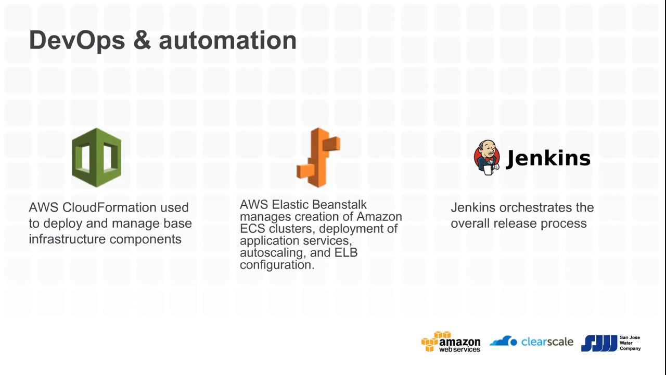And then with Elastic Beanstalk, this is the heavy hitter, right? Elastic Beanstalk we're using to create ECS clusters, deploy Tomcat and PHP applications as Docker containers onto ECS, configuring auto-scaling across those services, and then attaching those applications to ELBs. And then all of this process in the background is orchestrated by Jenkins.